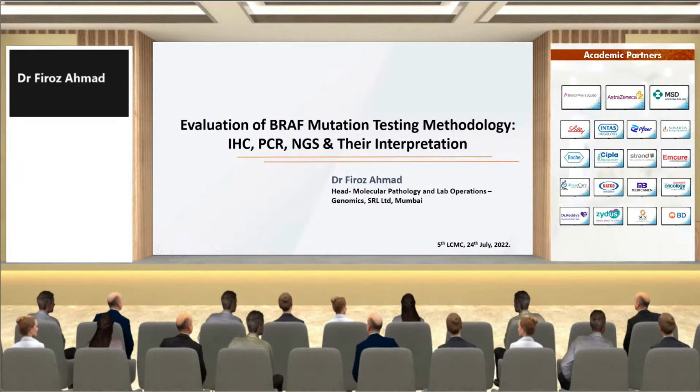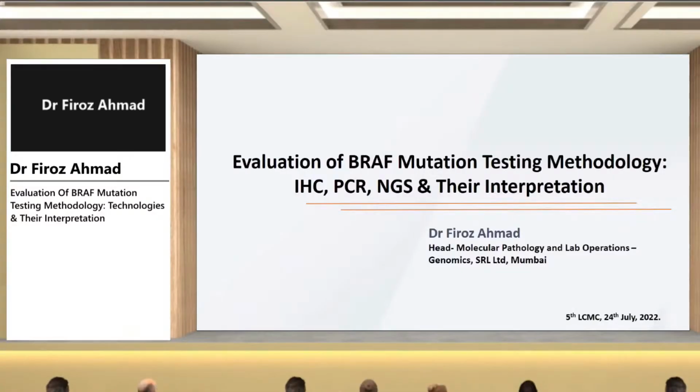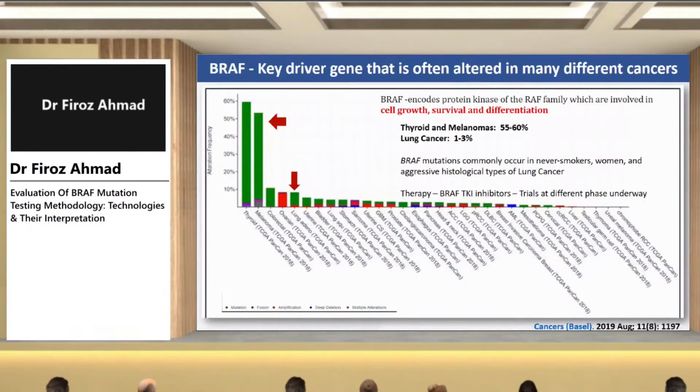Okay, thank you. So today, shifting our gears from KRAS mutation, now we will be discussing some of the important points about BRAF mutation. Basically, the methodology which is being used for investigating these BRAF mutations and how these results are being interpreted. So if you look, BRAF, needless to say, is one of the most commonly mutated genes which are seen in different types of cancer.